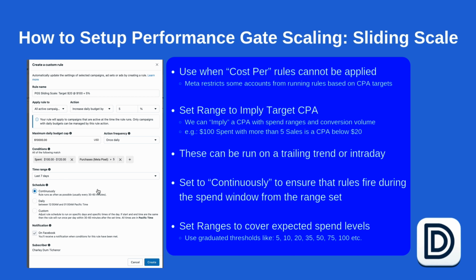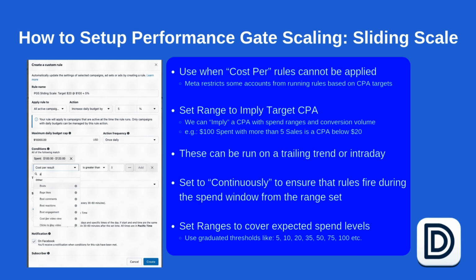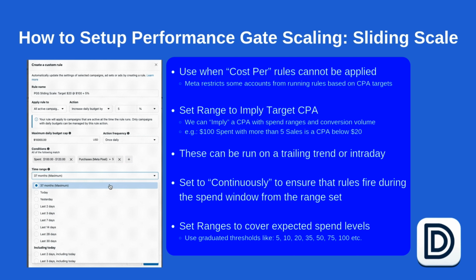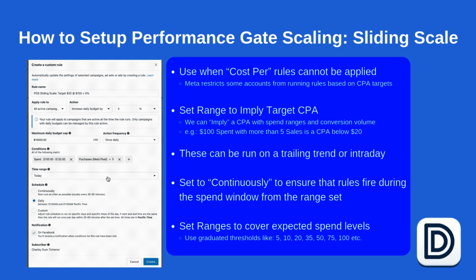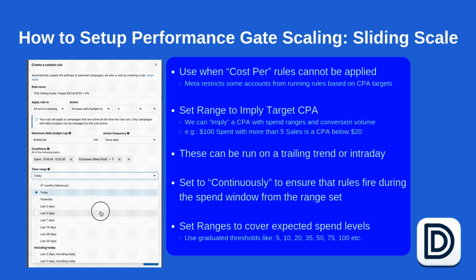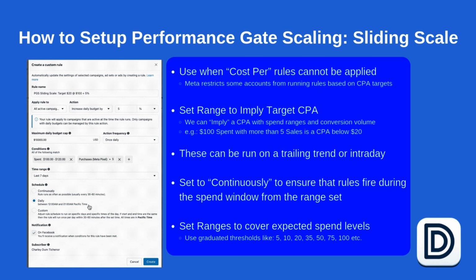Now the conditions here is we're gonna spend somewhere between $100 and $120, and the number of purchases needs to be greater than 5 in that spend level. Now we could have this run today. We could also have this run on a trailing 3-day or even a trailing 7-day level.